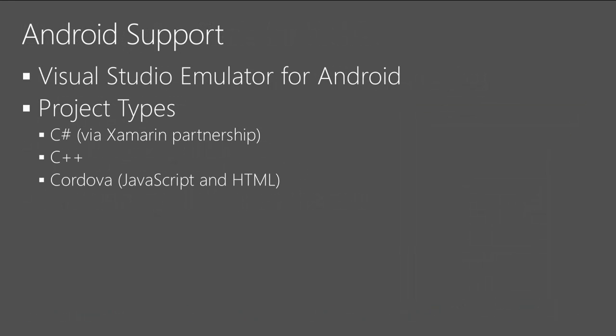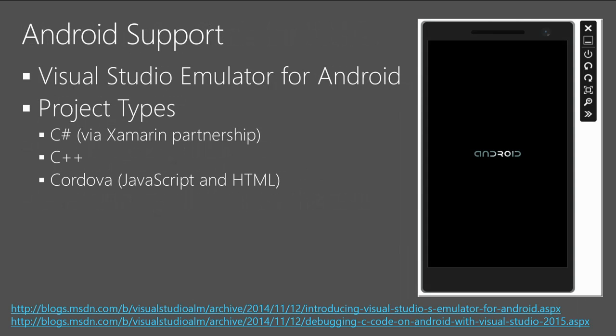Last thing, Android support. If you're interested in doing Android development or already doing Android development, Visual Studio ships a really, really fast Android emulator. We've also enabled support for doing C# via Xamarin Partnership, C++ applications, and Cordova applications, which are JavaScript and HTML applications. You can do all of that directly from Visual Studio. So that concludes the sort of intro part of our talk. And we're going to jump straight in, and we're going to look at the product now.